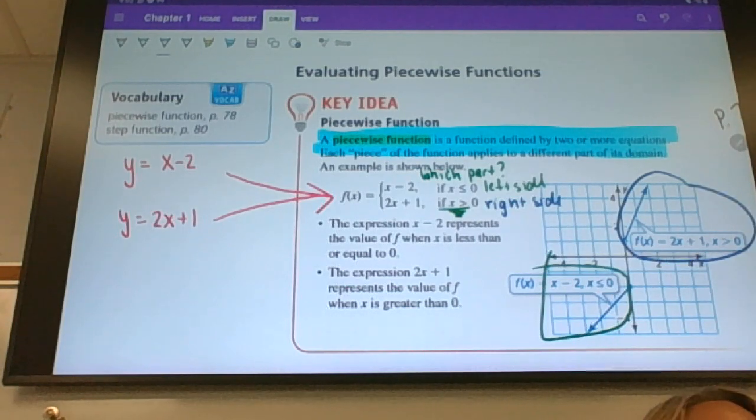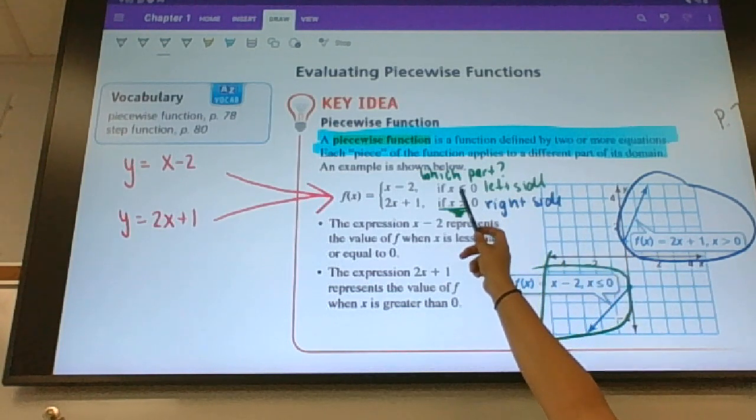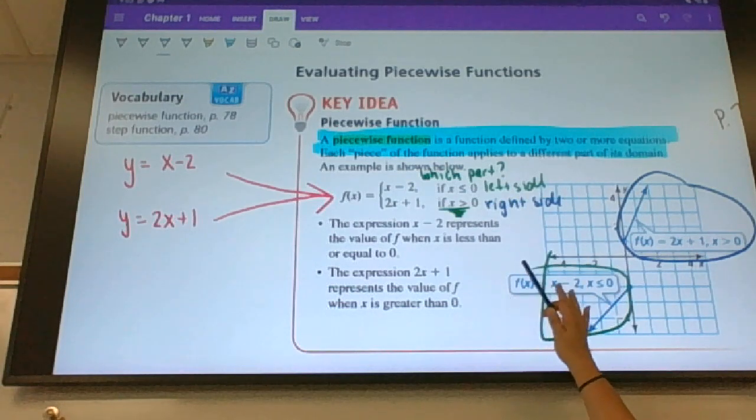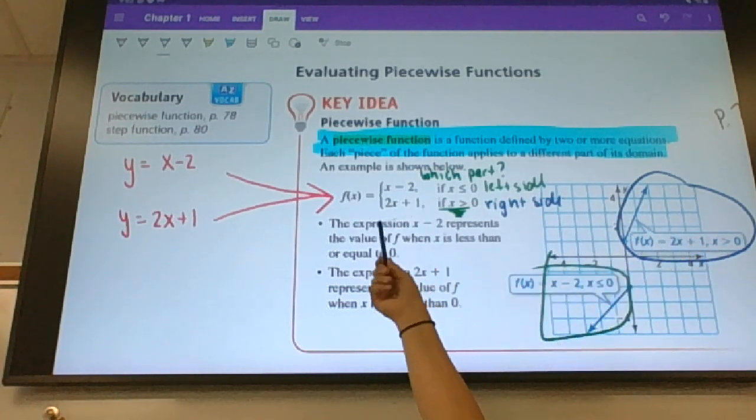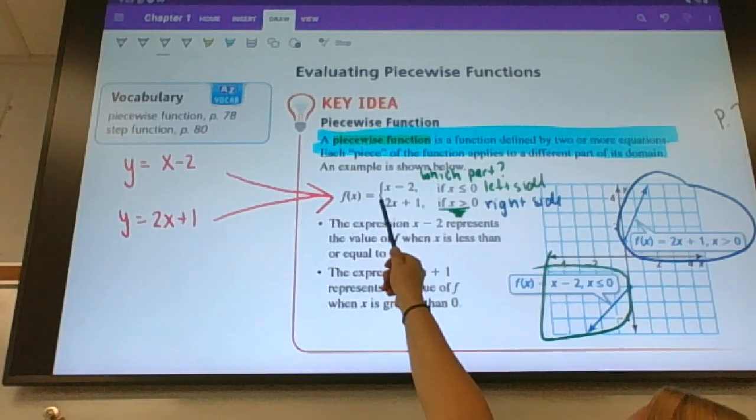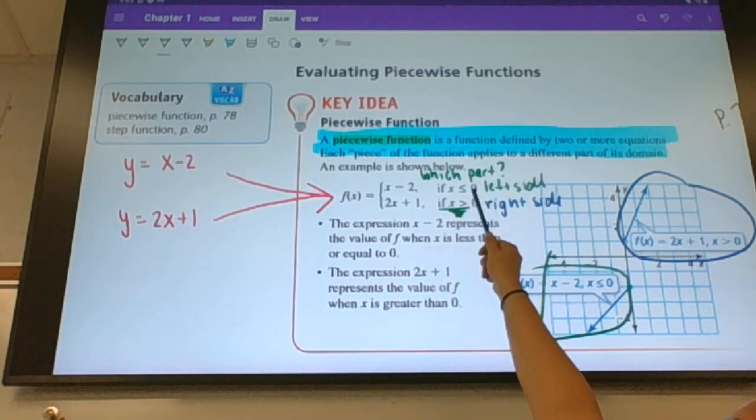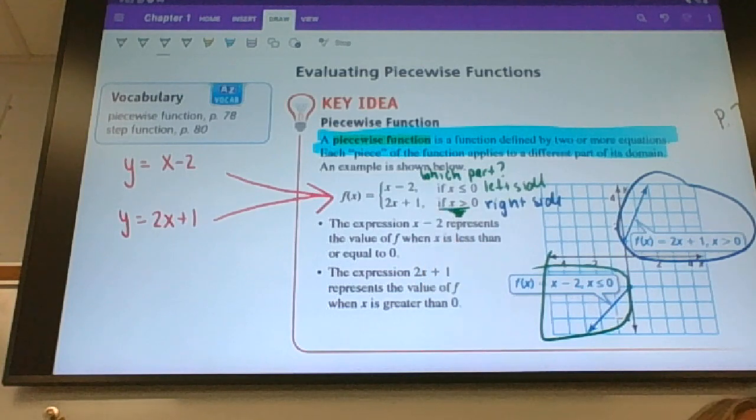But they don't write out left side, right side. They say how x is defined. This is when x is less than 0, you're on this equation. And whenever x is greater than 0, you do this equation. Okay? So everybody take a minute, orient yourself to the symbols. This is just a shortcut, so we don't have to write y equals. And this is just a shortcut, so we don't have to say left side and right side.